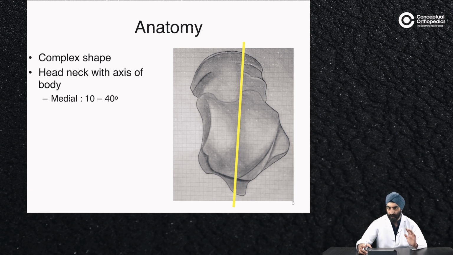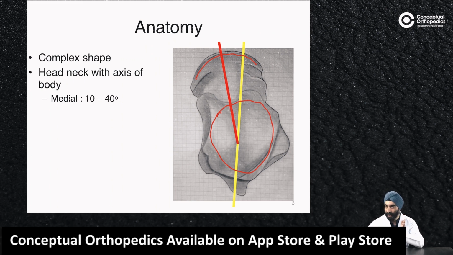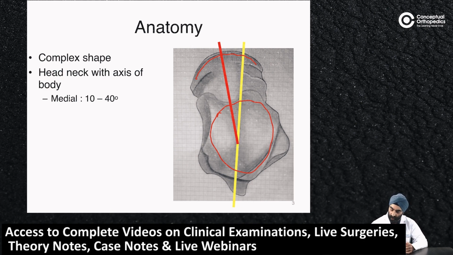So we have the head and neck with the axis of the body. This is the body of the talus, and this is the head. The body versus the head axis is medially aligned. The head is medially aligned as compared to the body, and that gives a bit of a varus alignment to the whole talus. In the ankle mortise, it sits neutral, whereas the head points medially. So the compression surface in a talus fracture will be the medial side, and the tension surface is on the lateral side. That's really an important point.